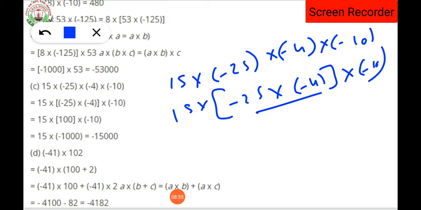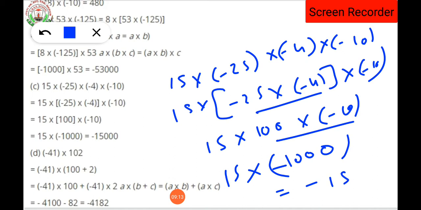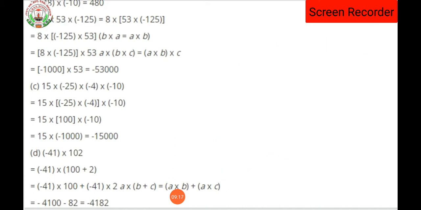Here minus and minus will be plus. So 25 into 4 will be 100, into minus 10. This will be multiplied and become minus 1000, and minus 1000 will be multiplied with 15. We will get the required answer as minus 15,000. So which property had we used over here? That is the associative property. Clear?